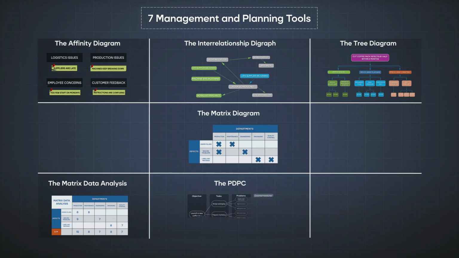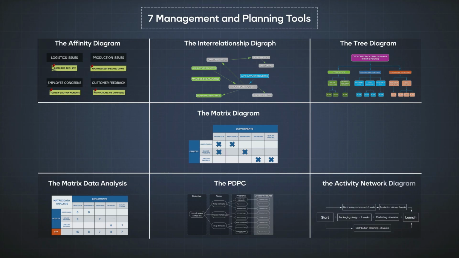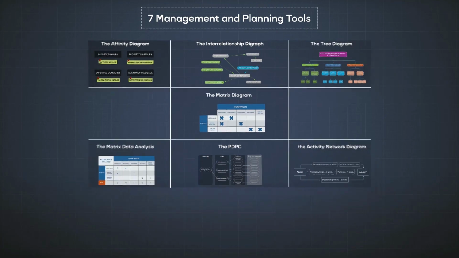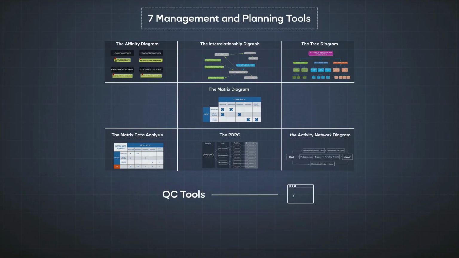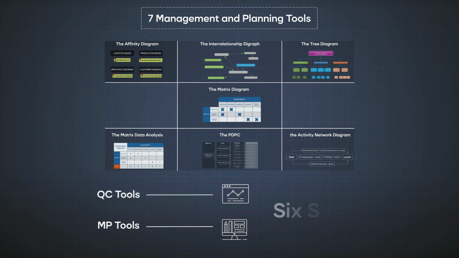The PDPC anticipates risks and builds countermeasures, and the activity network diagram maps project flow and protects your timeline. Together, these tools help you plan smarter, collaborate better, and avoid surprises. Remember, the QC tools help you analyze data, but the MP tools help you organize people, ideas, and strategies. In real-world Six Sigma work, you'll need both to succeed.